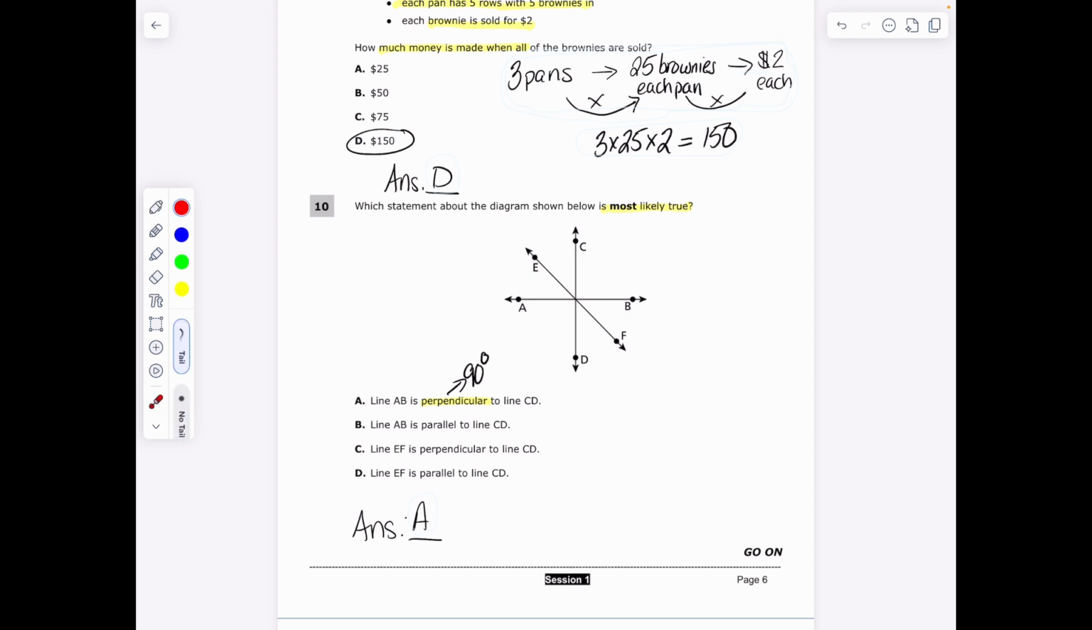AB is here, and here's CD. Yep, that makes a right angle. That makes 4 right angles. That's what the answer is, A. But I want to just check off with the other ones and tell you why they're not true.